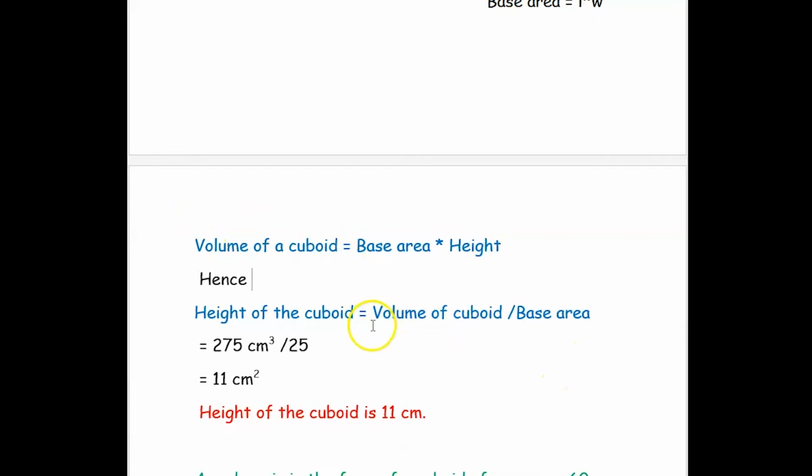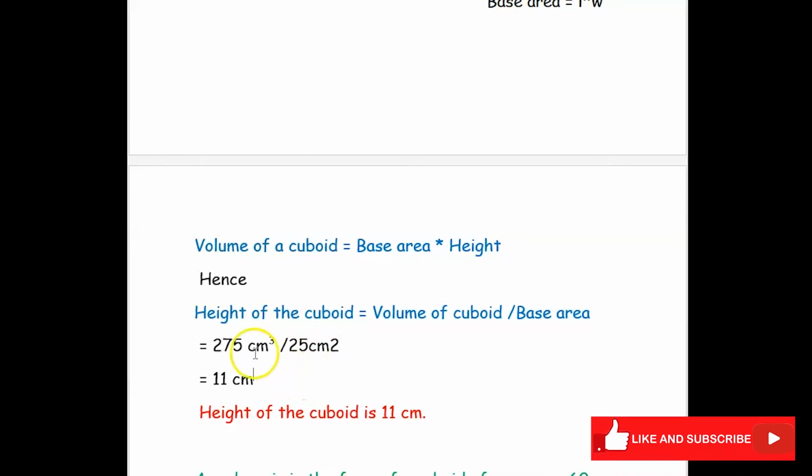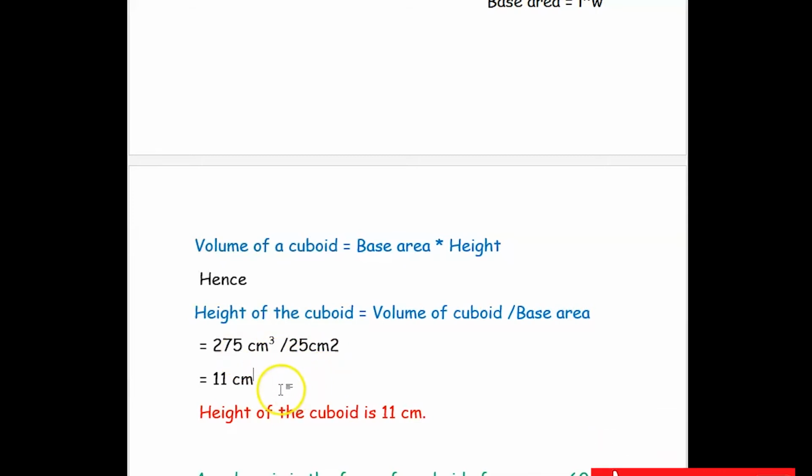Now we know the volume of the cuboid, and the base area is given as 25 centimeter square. So if you divide 275 by 25, our answer will be 11 centimeter. That is the height of the given cuboid.